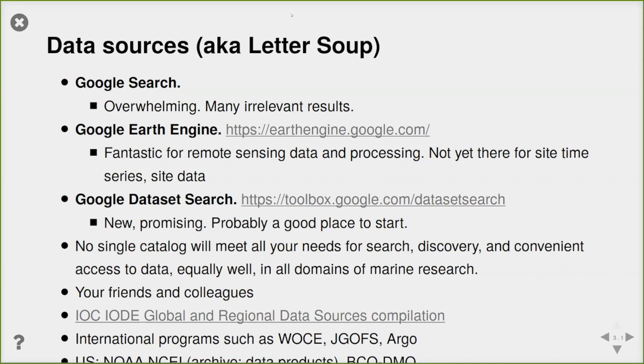I should have jumped to the third Google item, Google Dataset Search. This is something that was unveiled a little more than a year ago, and it's looking very promising. It's a tuned version of Google that specifically crawls and provides access to data sets that have been flagged in very specific ways. Give it a try. It's probably worth your while.